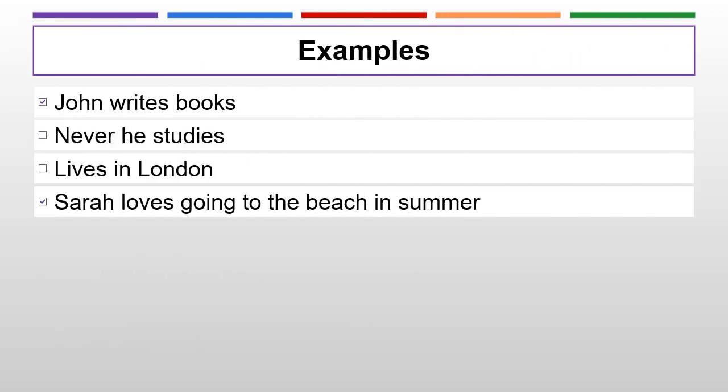We have four groups of words on the screen. The first group of words, John writes books, is a complete sentence because it is according to the grammar rules of the English language. The second and the third are not complete sentences because they neither express a complete idea nor are they linked together according to the rules of English grammar. The last sentence, on the other hand, follows all the grammar rules and expresses a meaningful idea as well.